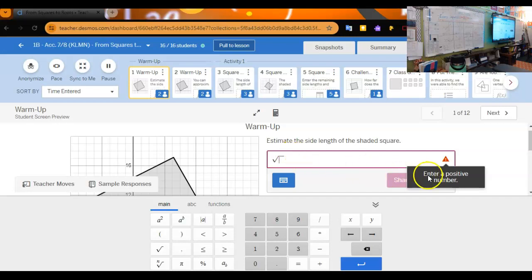But notice how it says enter a positive number. You can't square root negative numbers. It is impossible. This is where imaginary numbers come from. I hate the name imaginary numbers. It's not like my imaginary friend Bob who's over here, making sure I don't have any typos or anything.